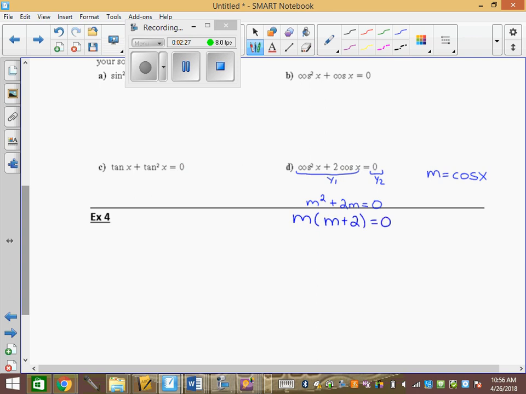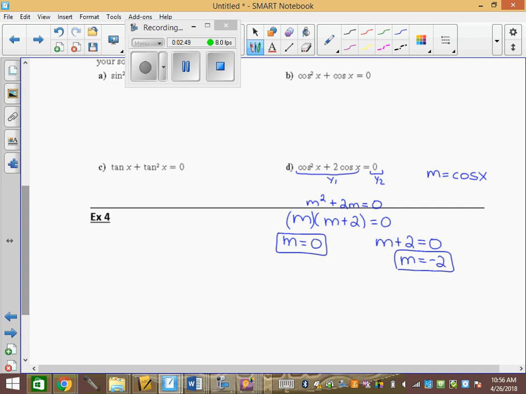And you're left with m plus 2. In quadratics in grade 11, you learned, hey, I take both of these factors then and set them equal to 0. M equals 0. I'm done that one. And then m plus 2 equals 0. So m equals negative 2. I'm done that one. And then you guys moved on in grade 11. You cannot move on in grade 12.